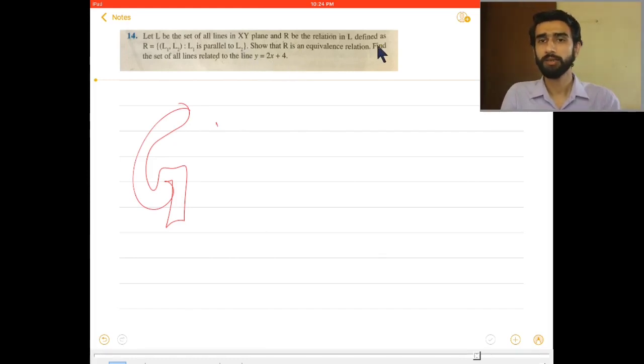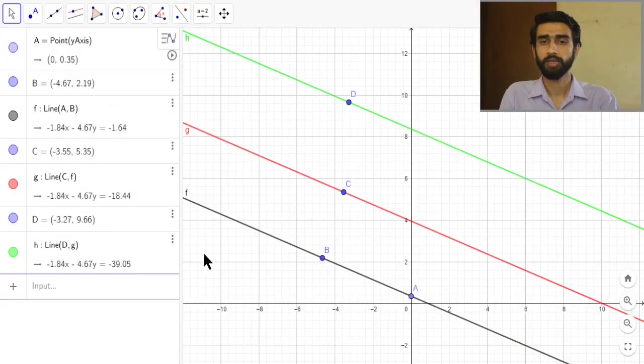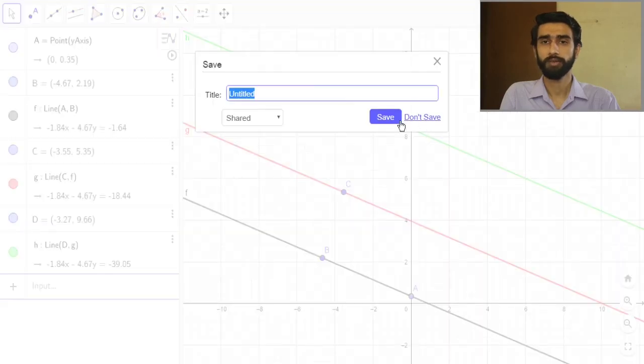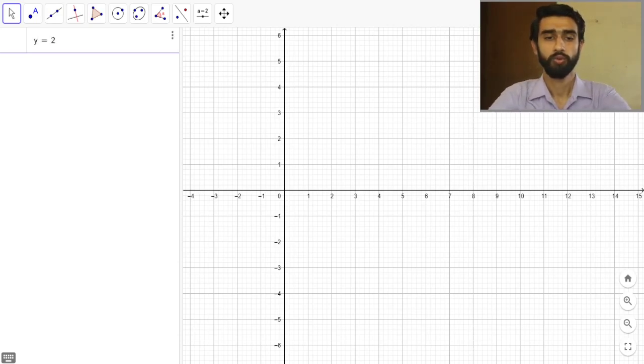It is saying, find all the lines which are parallel to y equals to 2x plus 4, right? Tell the set of which lines will be parallel to it. So now let's check this again in GeoGebra. Let's go to GeoGebra once again. Now let me remove this and make a new one. Okay, that's it. Now he is asking for y equals to 2x plus 4.